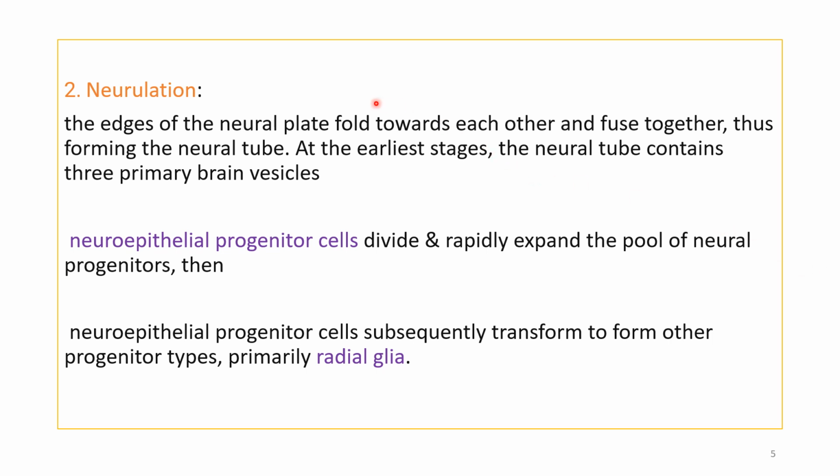Next coming to neurulation. The edges of the neural plate fold towards each other and fuse together and thus form a neural tube. At the earliest stages, the neural tube contains three primary brain vesicles. The neuroepithelial progenitor cells divide and rapidly expand and form a pool of neural progenitors. Then the neuroepithelial progenitor cells subsequently transform into other forms of progenitor types, primarily radial glia. They will form glial cells.